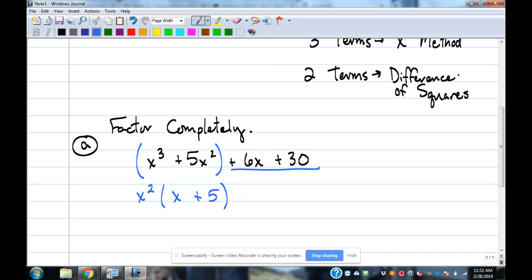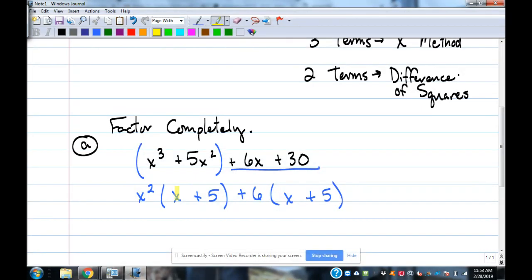Because it's a plus 6 right here, we're going to pull out a positive 6. So I'm going to do that by doing plus 6 and then a set of parentheses. This part right here, the x squared parentheses x plus 5, doesn't matter right now. We're not even working with it. We're just working with this part. What times 6 will give me 6x? An x. And what times 6 will give me 30? 5.